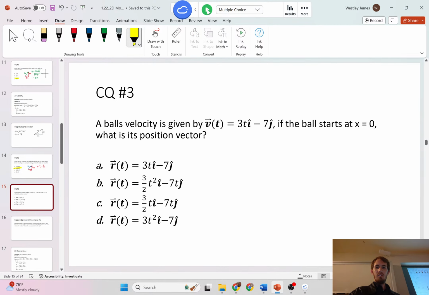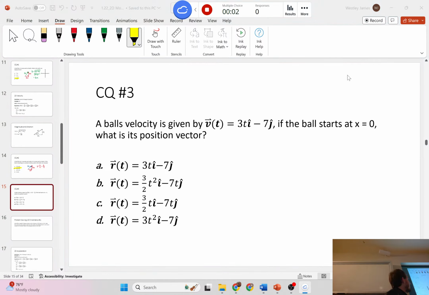All right, this is better. I like this one a lot. A ball's velocity is given by 3t i hat minus 7 j hat. If the ball starts at x equals 0, what is its position vector?